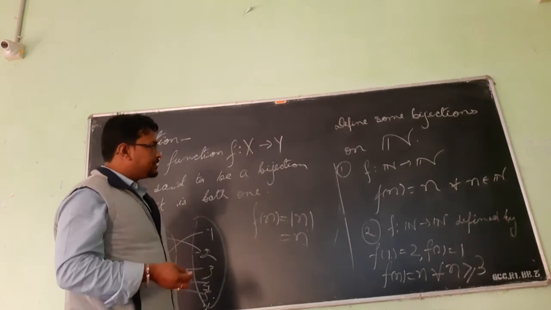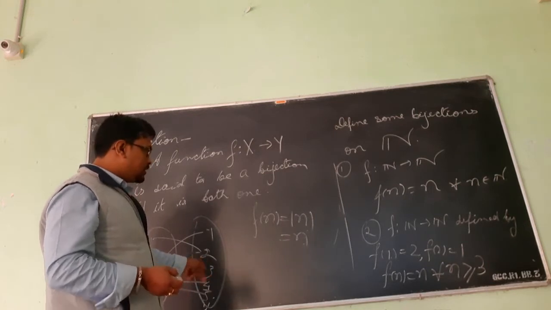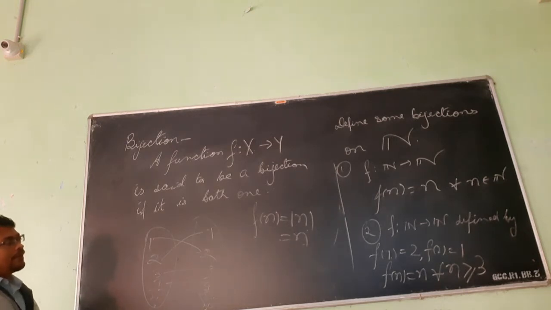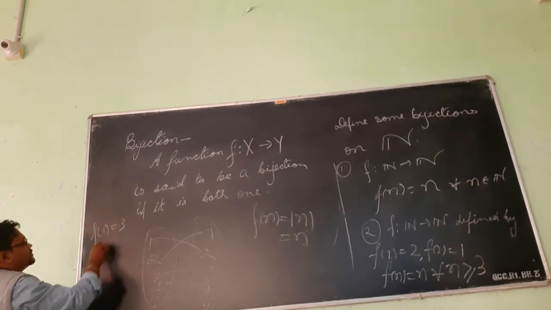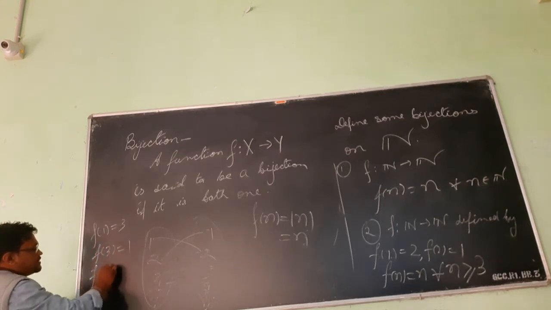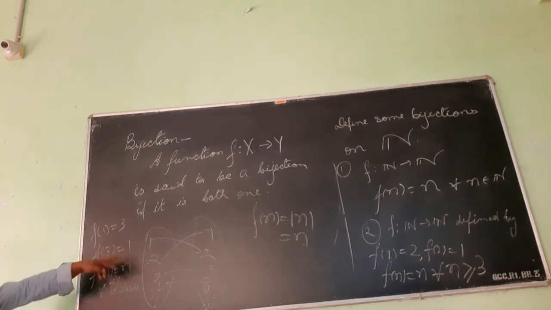So how many bijections can we create from N to N? Create another one. Create another bijection. 1 goes to 3: f(1) is 3. Then f(3) is 1, and everything else remains the same, f(n) equal to n otherwise. You can also define it this way: f(1) is 3, f(3) is 1, and otherwise f(n) is always n. This is another function.